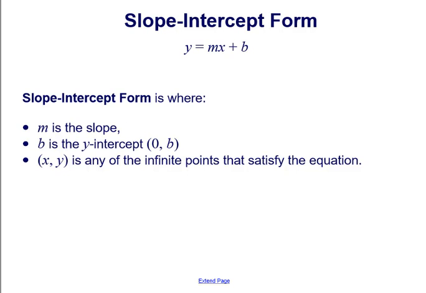So slope-intercept form, y equals mx plus b, is where m is the slope, so it's that coefficient of x, and b is the y-intercept. It's the point 0, b. That's the constant in the equation. And then x, y is any of the infinite points that satisfy the equation.